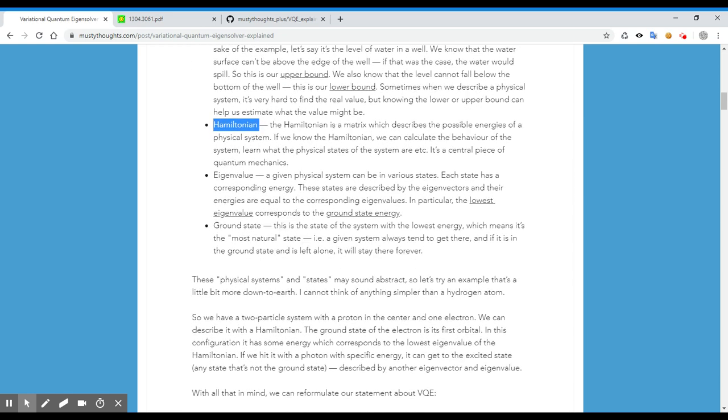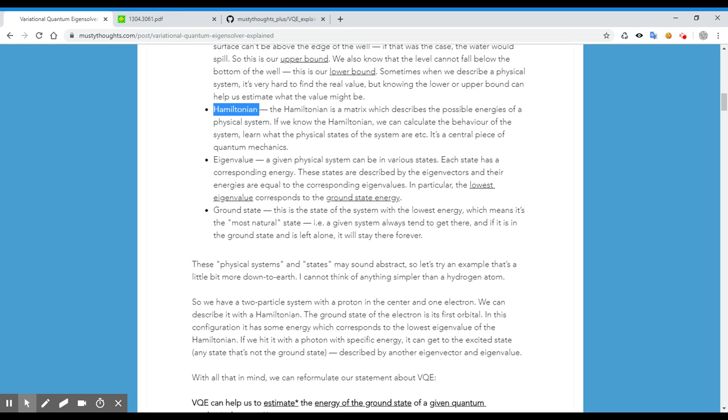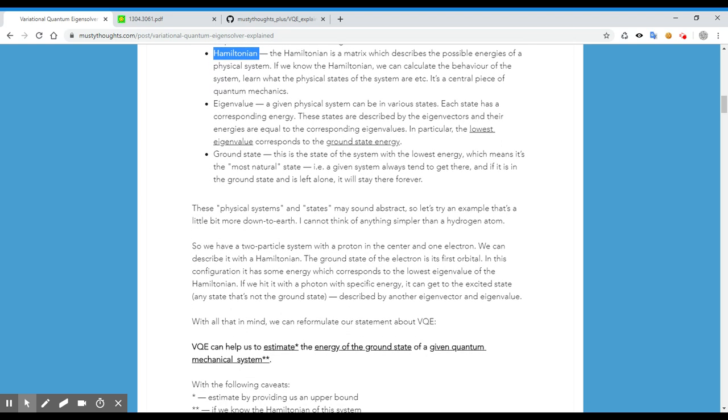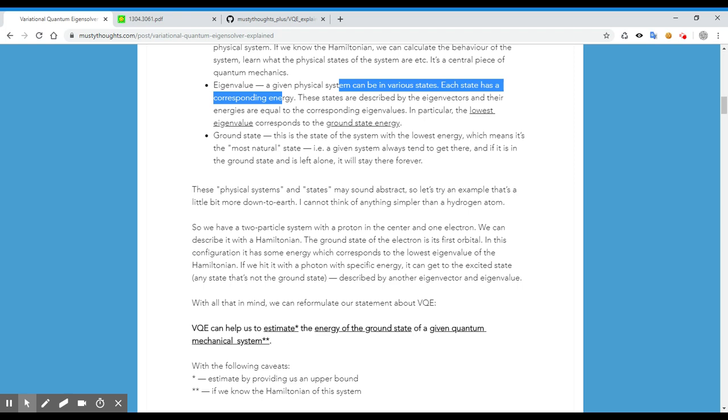Eigenvalue. A given physical system can be in various states. Each state has a corresponding energy. These states are described by eigenvectors, and their energies are equal to the corresponding eigenvalues. In particular, the lowest eigenvalue corresponds to the ground state energy.